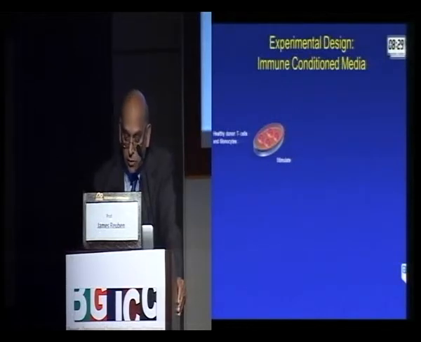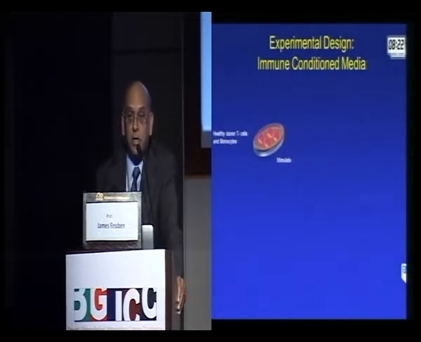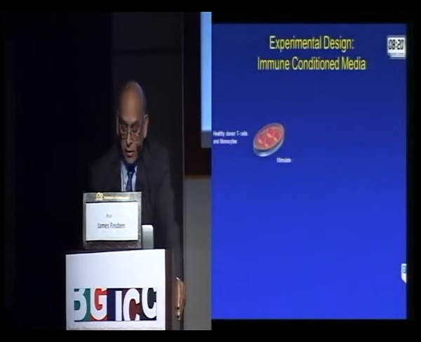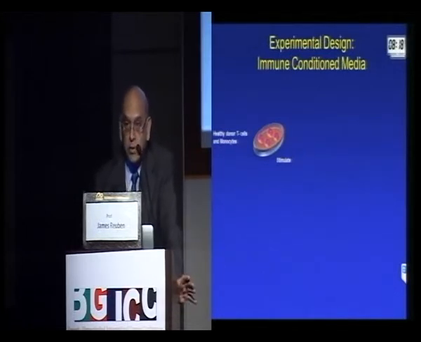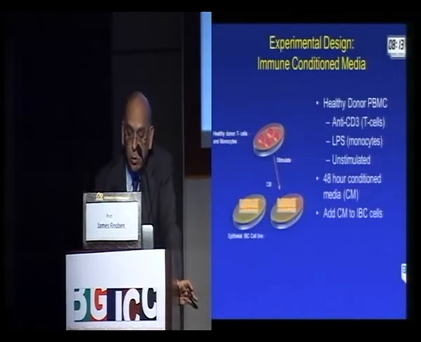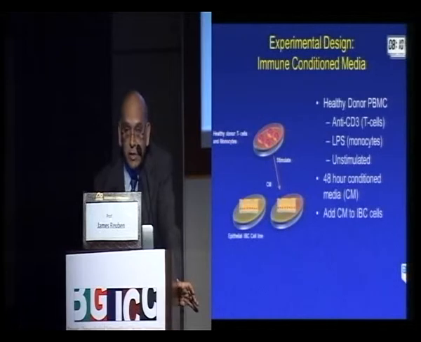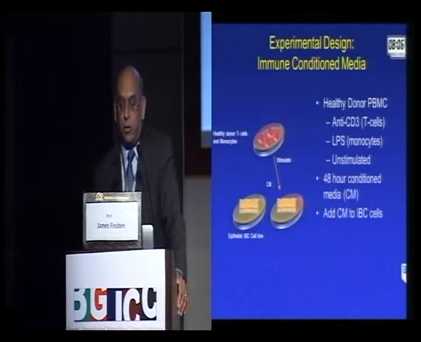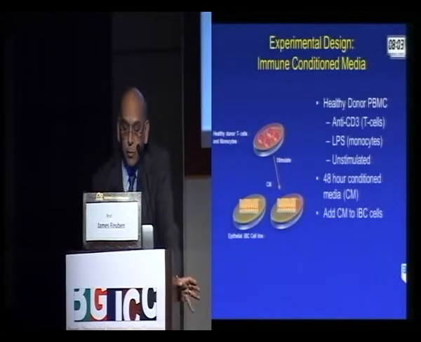So we asked the question, what would happen if we expose tumor cells that are of epithelial phenotype to products of immune cells? So we took normal donors, we separated the cells into T cells and monocytes. We then activated these T cells and monocytes either using a T cell activator for the T cell receptor, or using LPS, which is an activator of toll-like receptor 4 on monocytes.